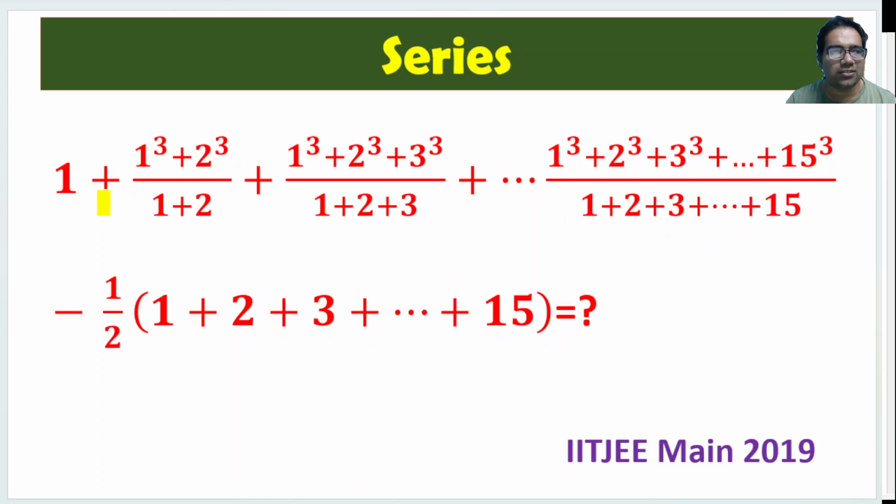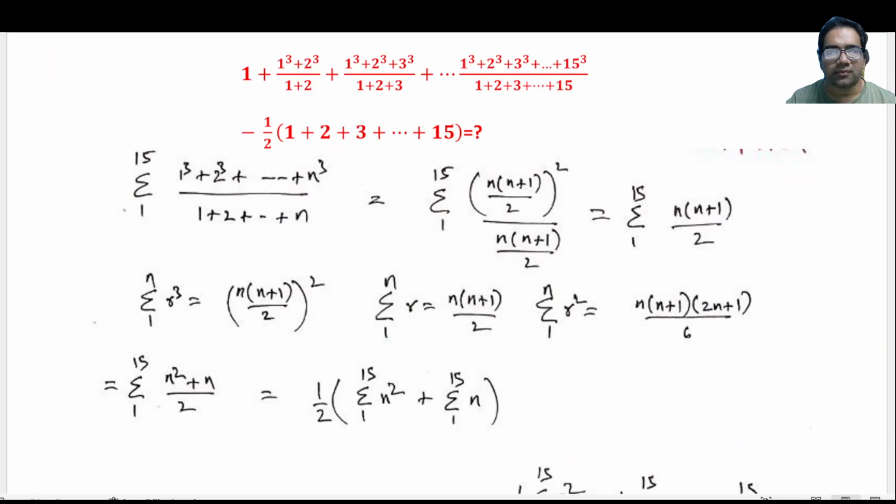So let us do one thing. Let us try to break this. Let us try to solve the first sum and second sum separately. If you look at the nth term of the first sum, what is it that is given?